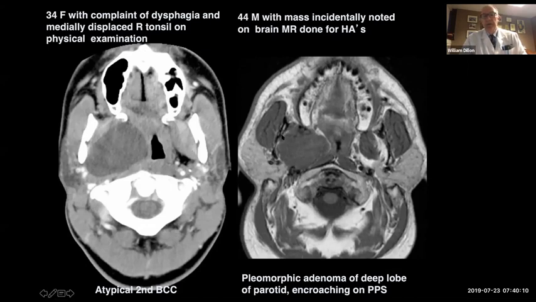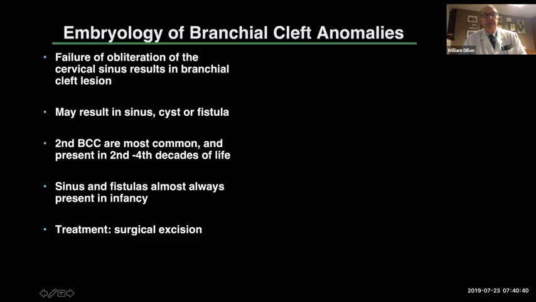And on the right side of your screen, you see a large pleomorphic adenoma of the deep lobe of the parotid gland billowing into the parapharyngeal space, deviating it medially. So you see this little fat shows you that this is a mass pushing the parapharyngeal space medially. You'll notice that the carotid and jugular are pushed posteriorly, and this tells us that this is not a carotid space mass, but rather a deep lobe parotid mass.